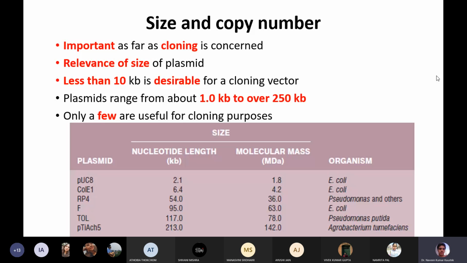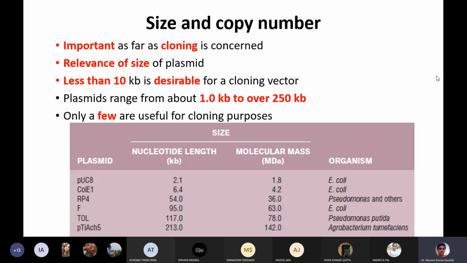Here are some plasmids that are useful for our cloning, and they also occur in nature. For example, pUC8 has a size of 2.1 kb, and its host organism is E. coli. ColE1 is 6.4 kb, and RP4 is 54 kb. The F fertility factor plasmid helps in determining whether DNA is going to be transferred or not. Then the Ti plasmid is 111 kb or so, and pTiAch5 is 213 kb. These are present in Agrobacterium tumefaciens. So these are different plasmids with different sizes.